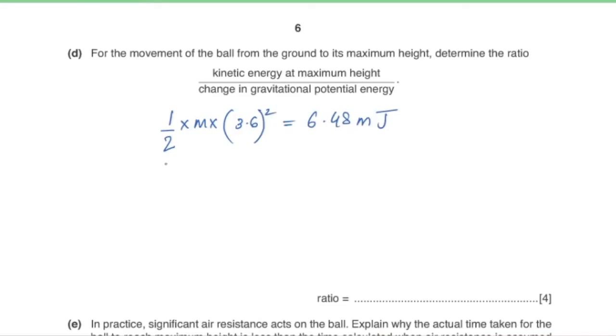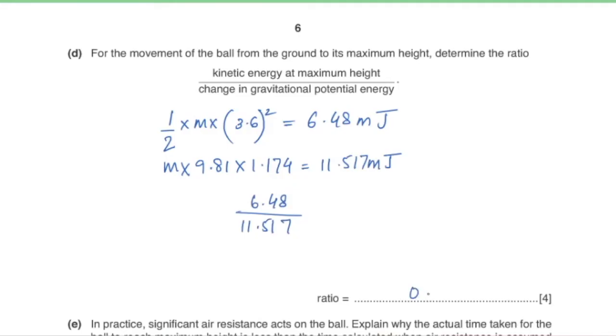And the change in gravitational potential energy is going to be mass into 9.81 into the maximum height it covers, which is 1.174. That leaves me with 11.517 into mass joules. So 6.48 divided by 11.517, that leaves me with a ratio of 0.563.